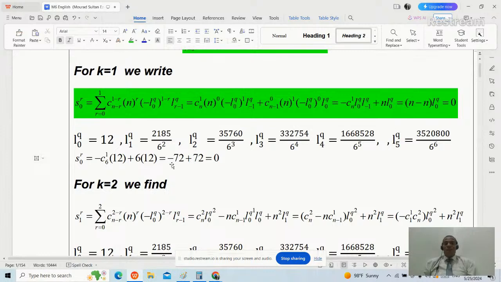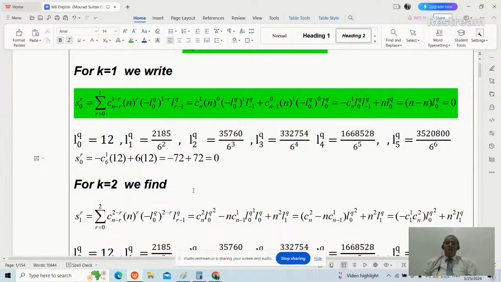Now I will just substitute. I will write S0 of r as minus 1 over 6 times 12, because this is 12. I will use the last formula: plus 6 times 12 is negative 72, plus 72 equals 0. For this case, we found that S0 of r is 0.